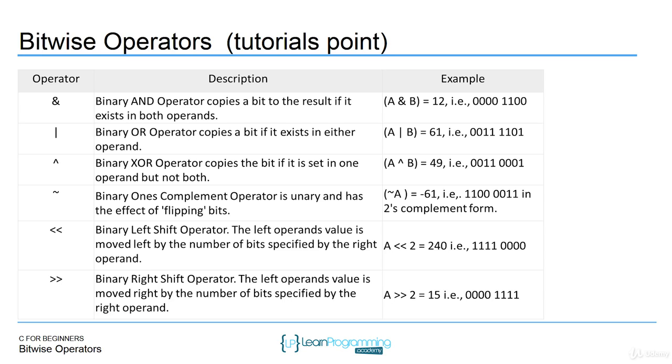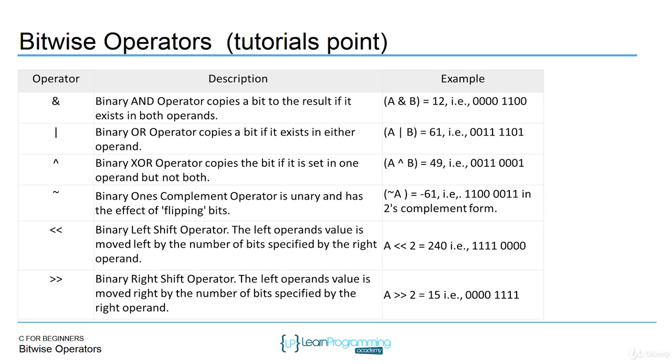So if both of them are true, then it's going to copy a bit. So if A and B is equal to 12, you're going to have a binary representation of 00001100. So A and B would be that number. We'll go through some examples.